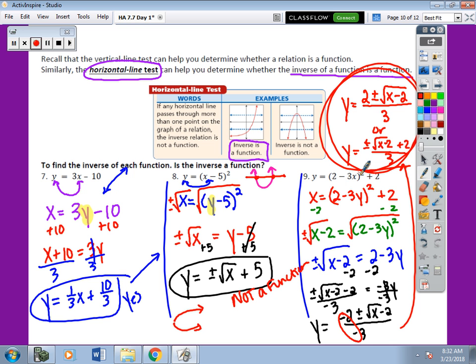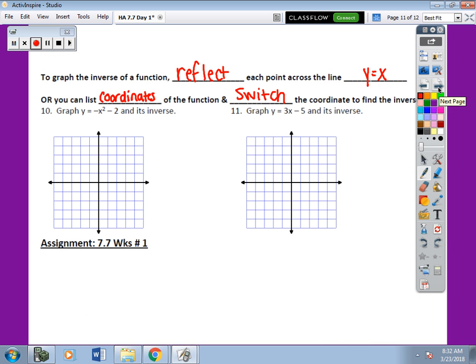The last two are graphically. So we're going to be given the function and asked to graph the function itself and its inverse. So one way is you can graph the function itself and then reflect each point across the line y equals x, like we saw in the front.